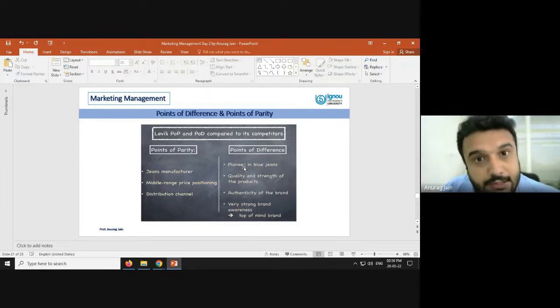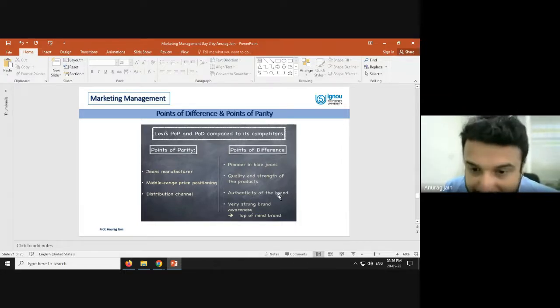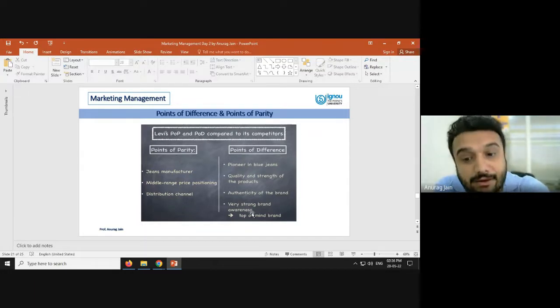They are the pioneer in blue jeans. So if you wanted to wear blue jeans, Levi's jeans is the best. Quality and strength of the product, authenticity of the brand, and very strong brand awareness, top of the mind.